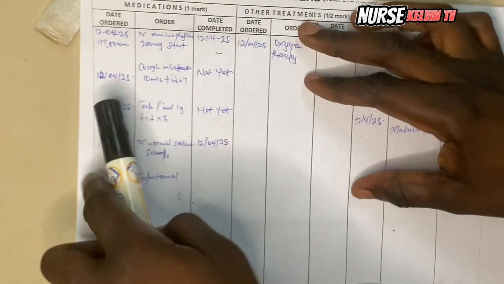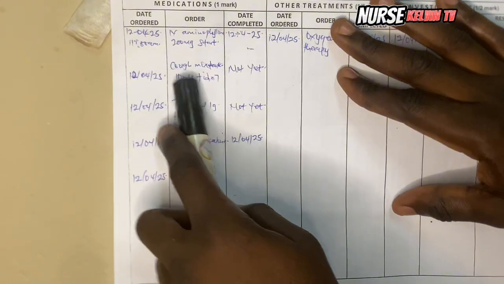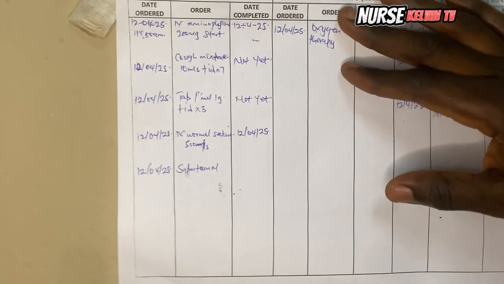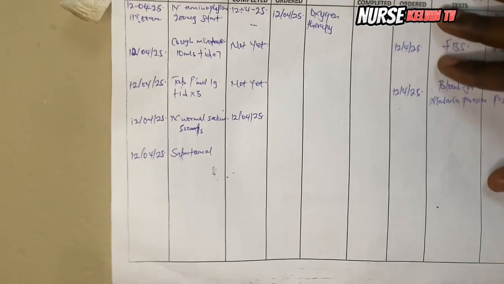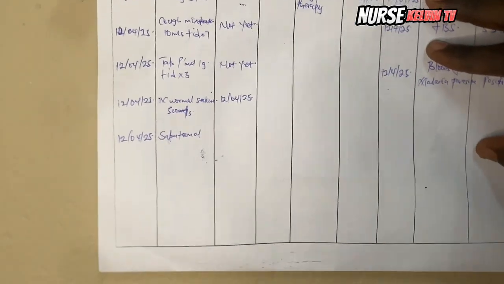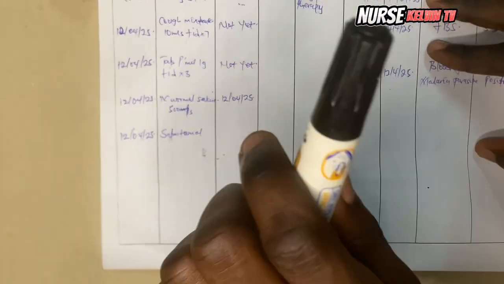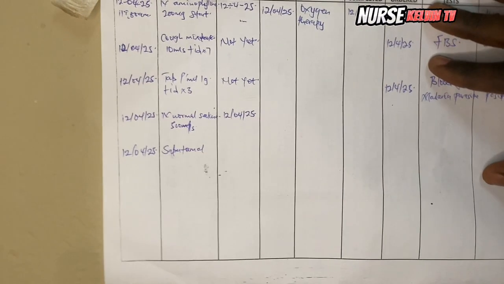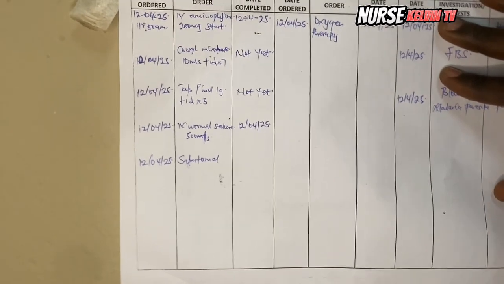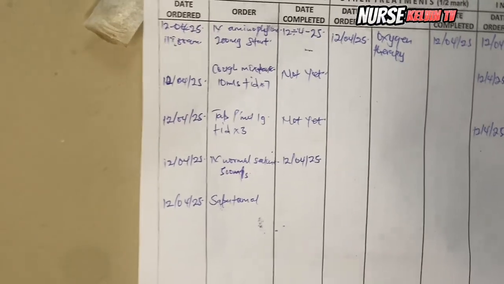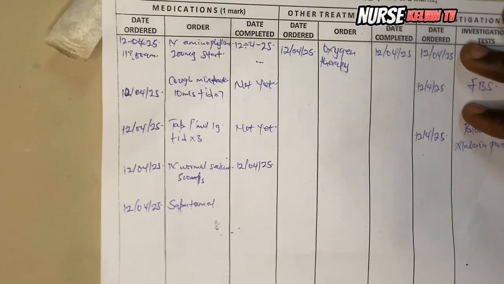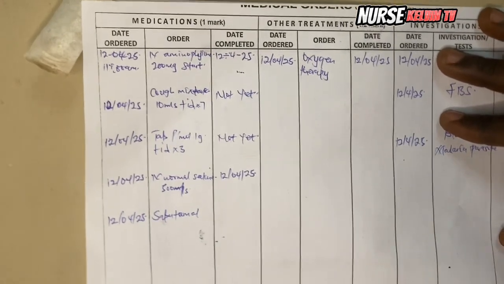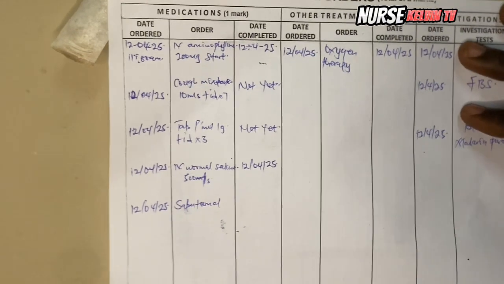Then when you come here we also have cough mixture 10 milligrams TID for 7 days. TID means 3 times daily, for 7 days, meaning it ends on Saturday. So you need to indicate and sign that it is not yet given. Then here, paracetamol TID for 3 days, also not yet given.